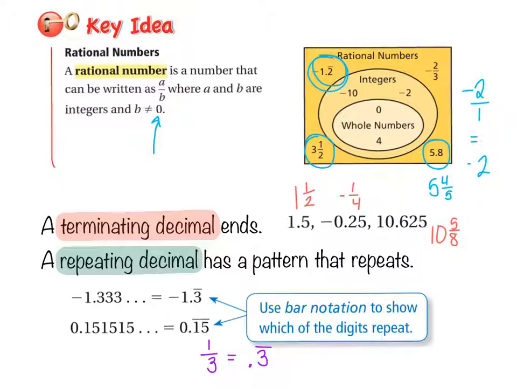The only kind of decimal that cannot be written as a fraction is what we call an irrational number. And the king of all irrational numbers, the most famous irrational number, is pi. Pi is a number that is a decimal. It goes on forever, but there's no pattern to it. There's no repeating bar. So those are the kind of numbers that we cannot write as fractions, and those are called irrational numbers, the opposite of rational.